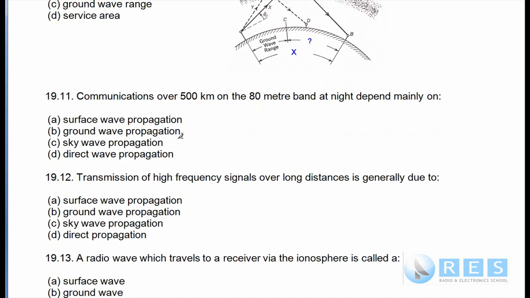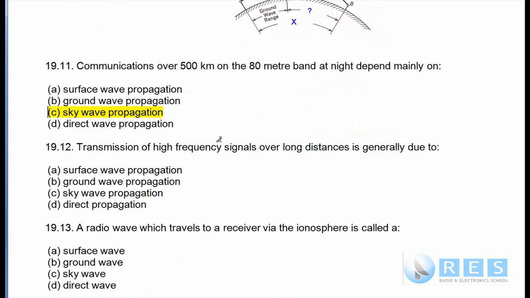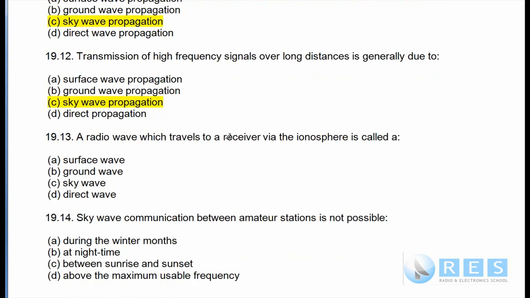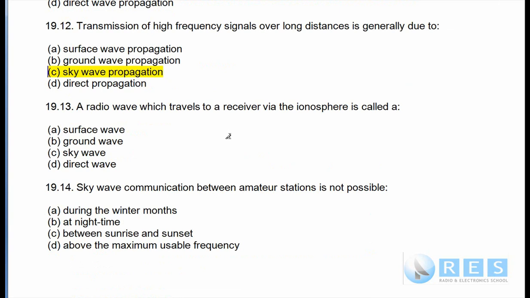19.11, communications over 500 kilometres on the 80 metre band at night depend primarily on sky wave propagation. 19.12, transmission of high-frequency signals over distances is generally due to skywave propagation. You're getting the picture of how important it might be to know what skywave propagation is. 19.13, a radio wave which travels to a receiver via the ionosphere is called a skywave.